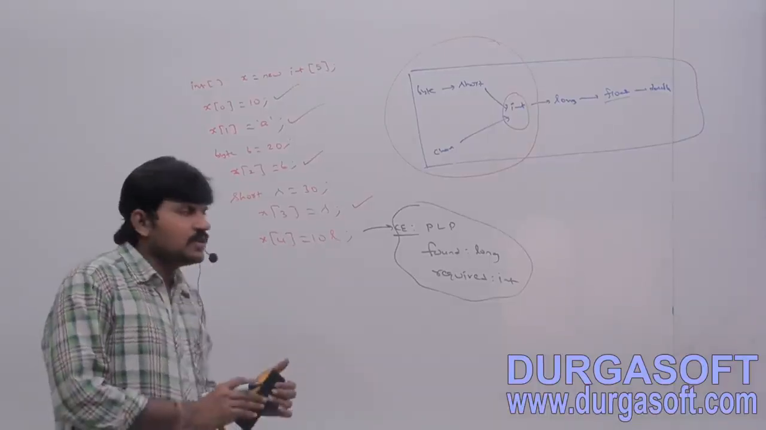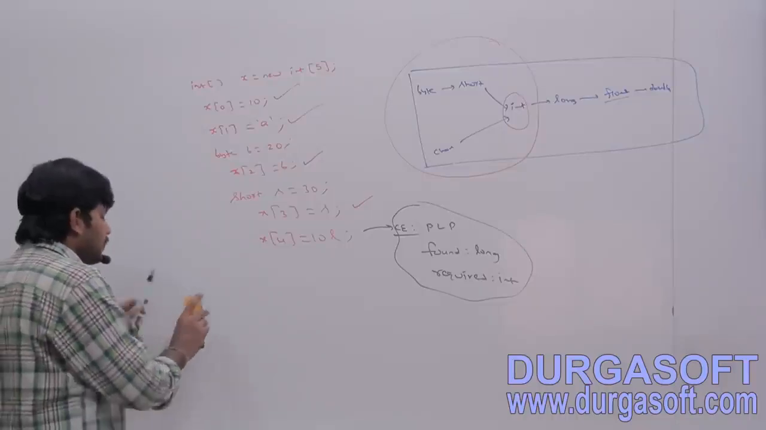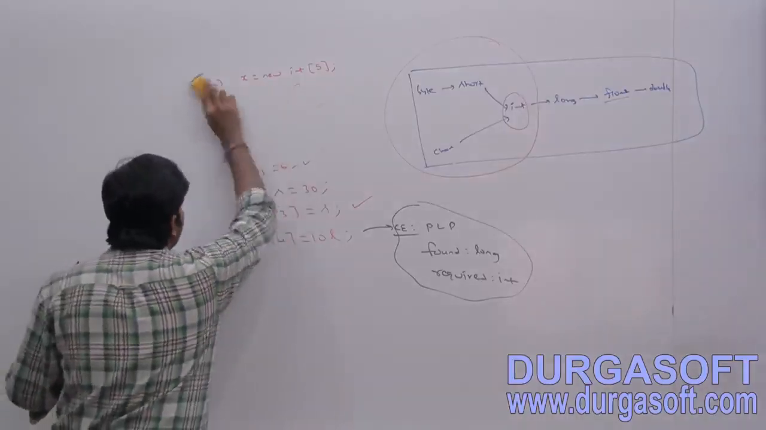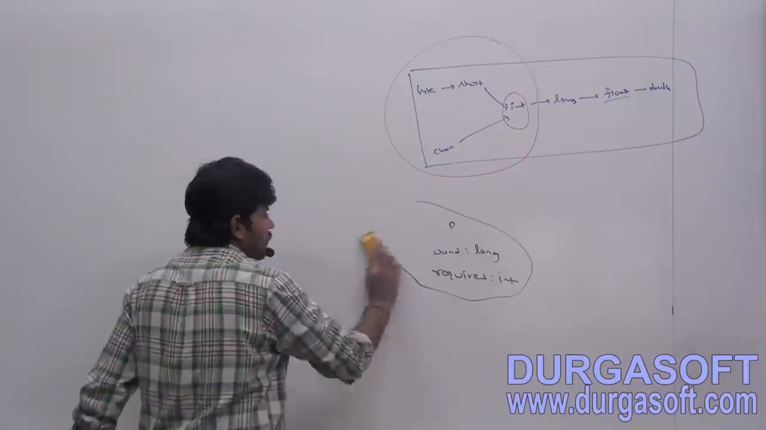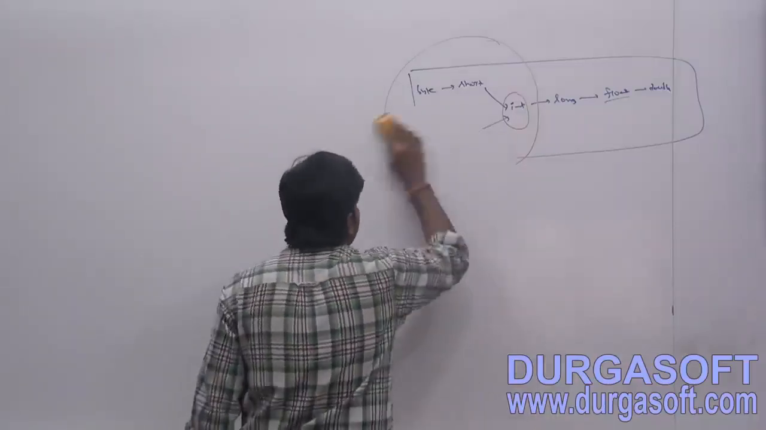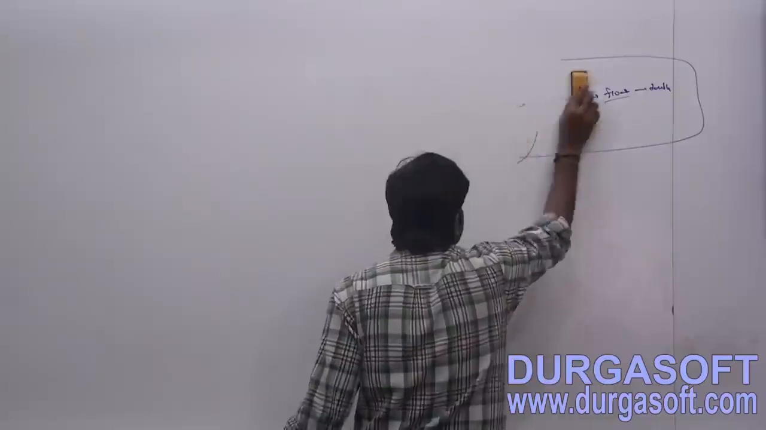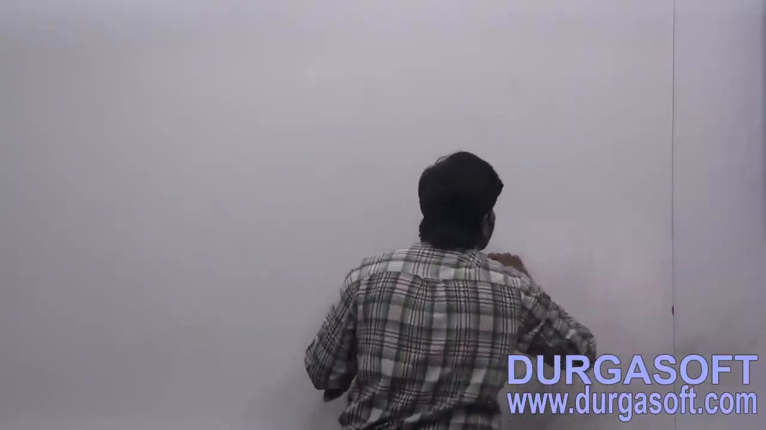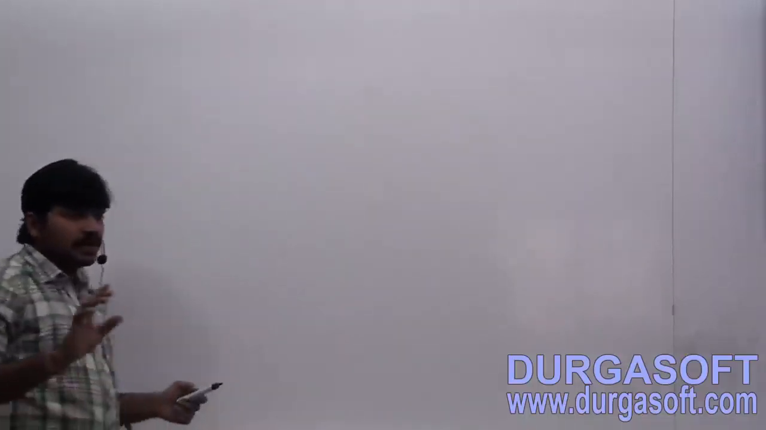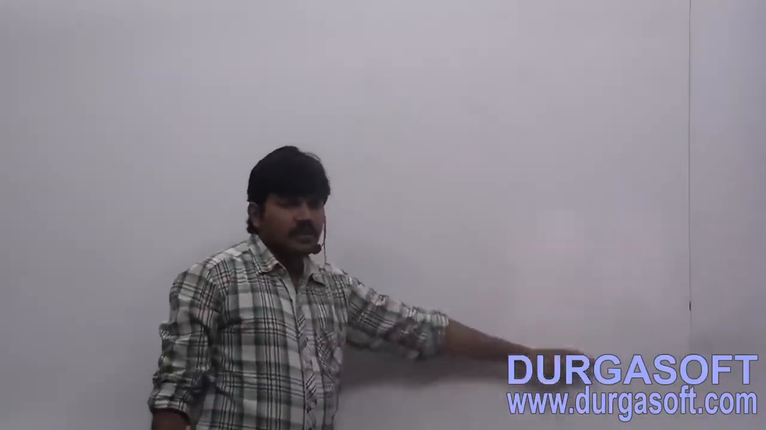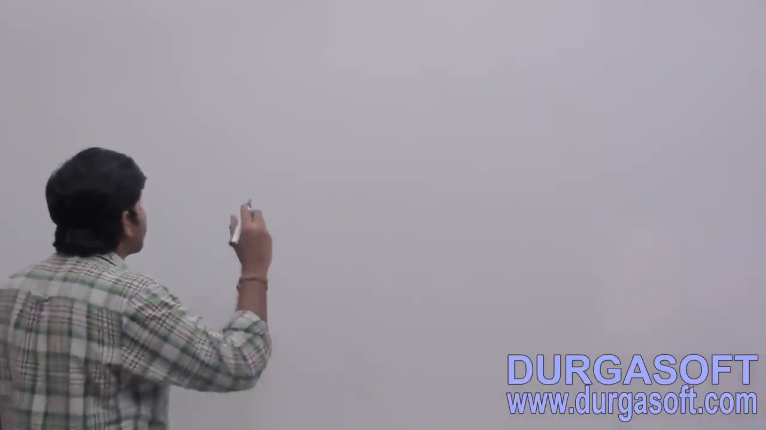That's all. So this is case 1, if it is a primitive type array. Next, case 2. Here, if it is object type arrays, like a string array, student array, customer array, how is the behavior? Here, see.